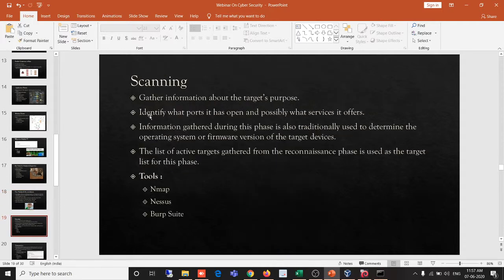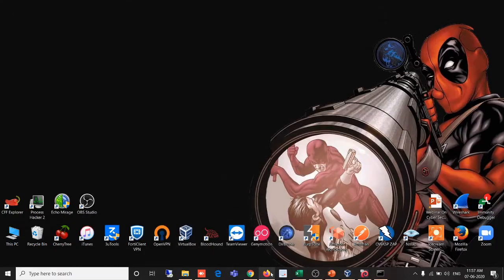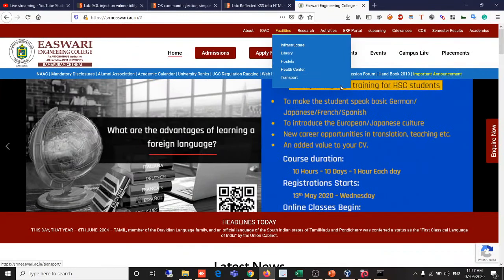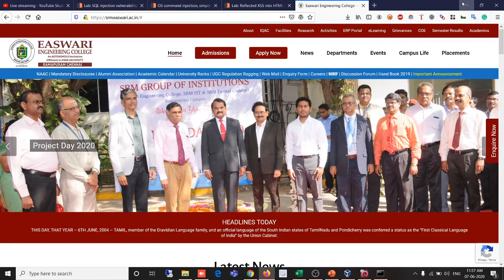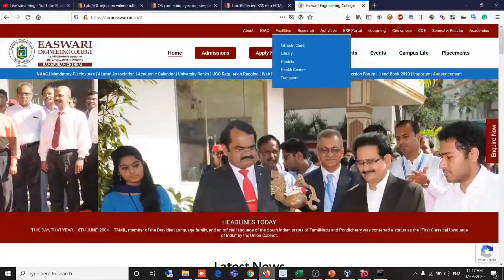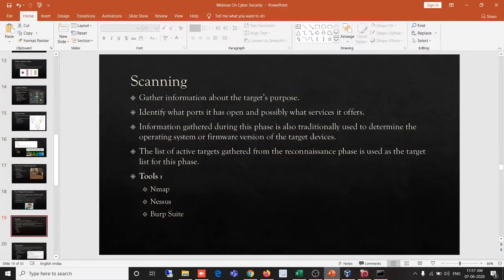And yeah, the next phase is scanning. Scanning is performing further attacks with the information you got from the first phase. First of all, gather information about the target, like SRM Ishwari, whose purpose is a college. Similarly, you have to find the purpose of the target. If you go for Amazon, it's obviously an e-commerce website.